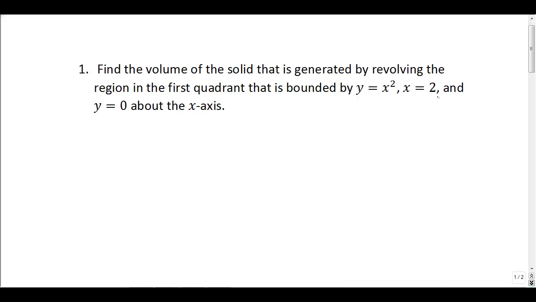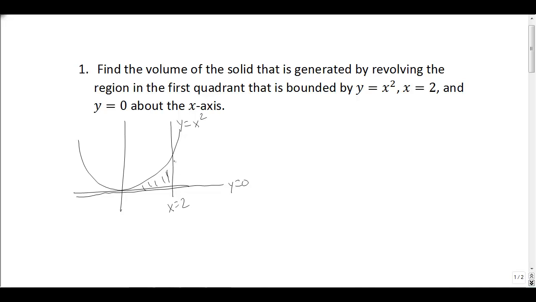First thing I'm going to do here is get a picture of what's going on. So I'm going to sketch this here, and then I'll have a nicer picture in a bit. I'm going to just draw some axes. Y equals x squared is going to look like this. X equals 2 is a vertical line here. Y equals 0 is the x-axis. So the region that's bounded by these is this region here. We're in the first quadrant as well, so we're going to take that region here.